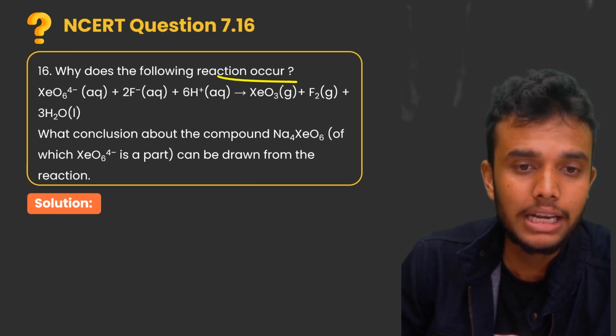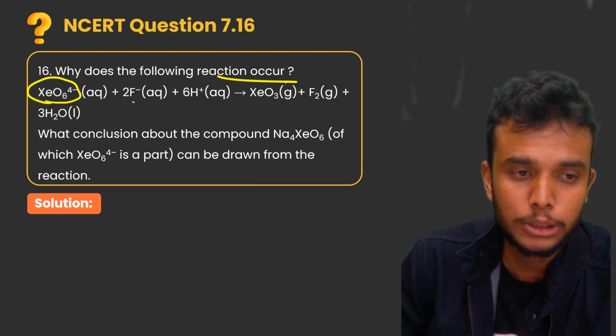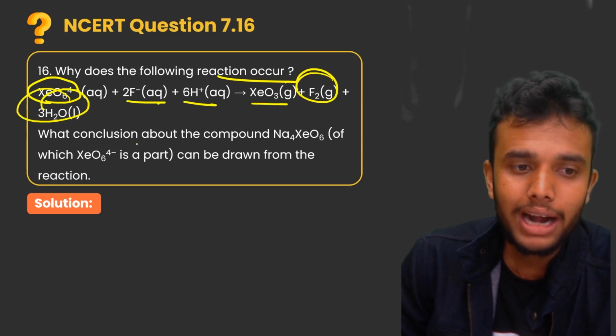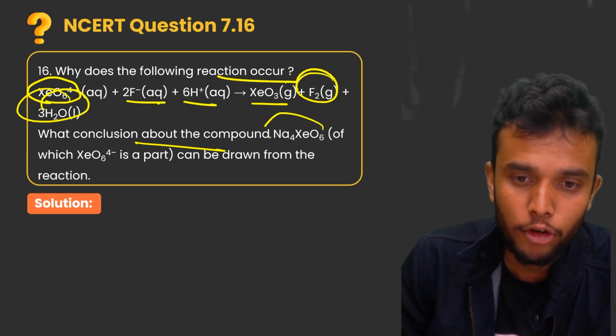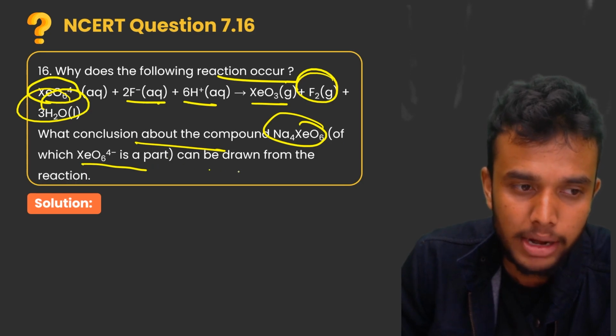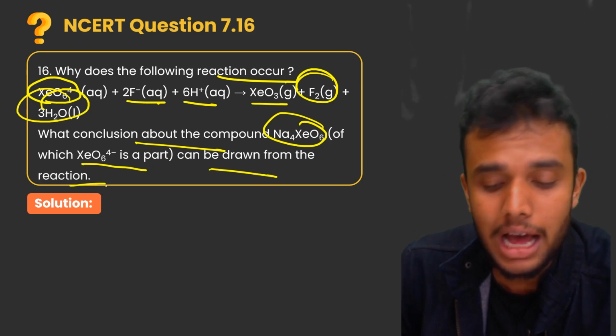Why does the following reaction occur? XeO6 4 minus plus 2 F2 plus 6H plus gives XeO3 plus 2 HF plus O2. What conclusion about the compound Na4XeO6, of which XeO6 4 minus is a part, can be drawn from the reaction? Okay, students, what is the answer?